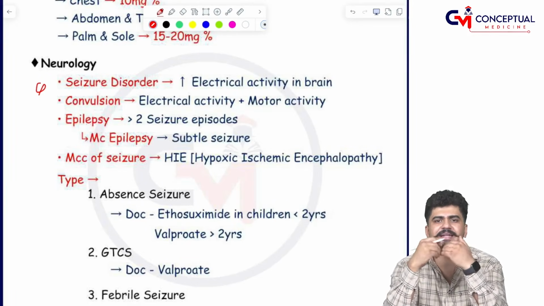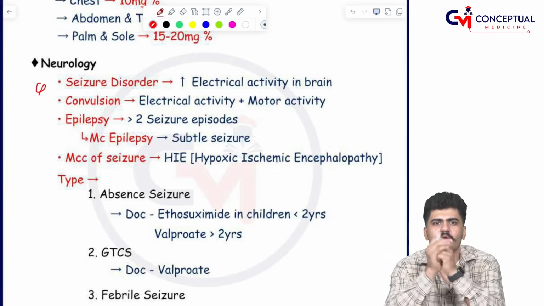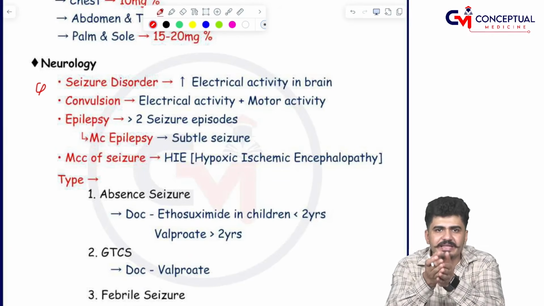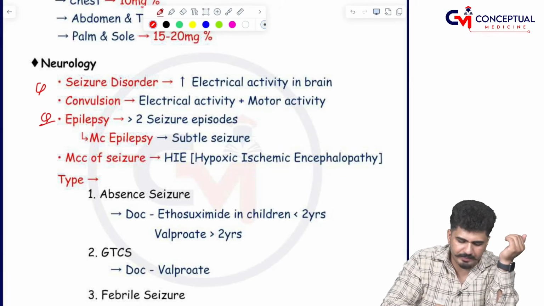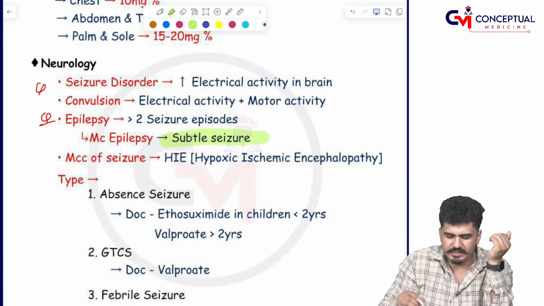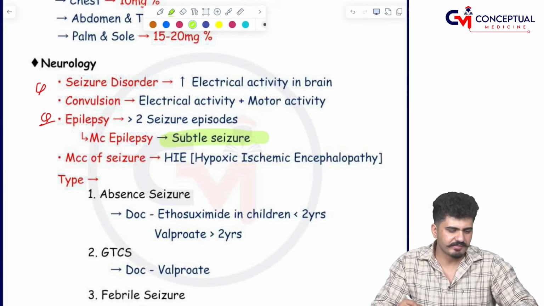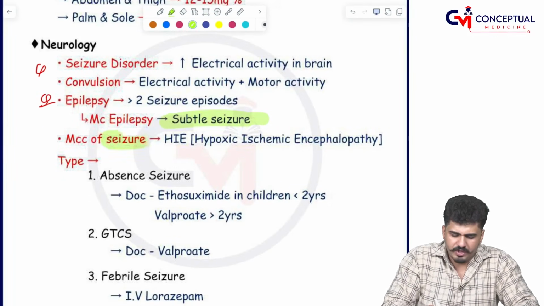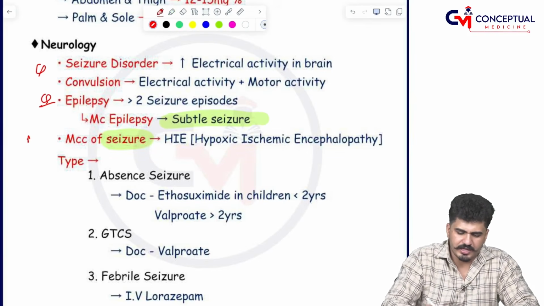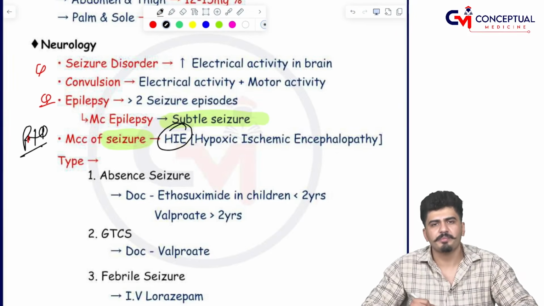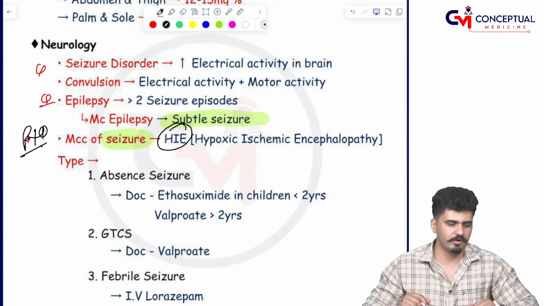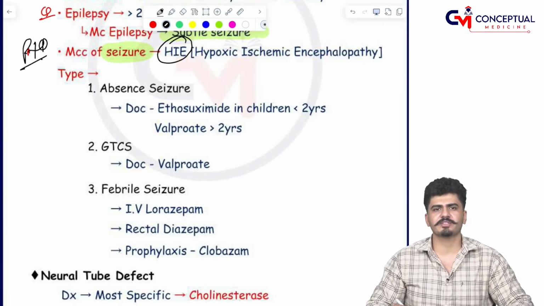And along with the electrical activities, motor activity is also involved, that is called convulsions. More than 2 seizure episodes is called epilepsy, and the most common epilepsy we will see is the subtle seizure. And the most common cause of seizure, which was asked in your exam, is HIE, which stands for hypoxic ischemic encephalopathy. Now different types of seizures you have to study right here, sir.